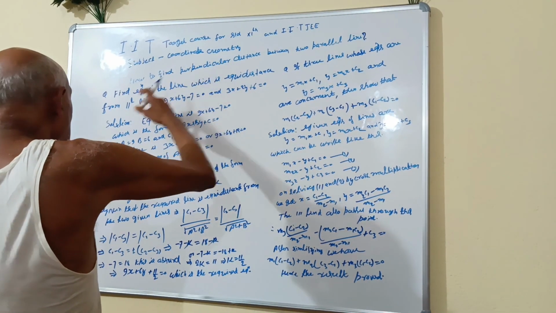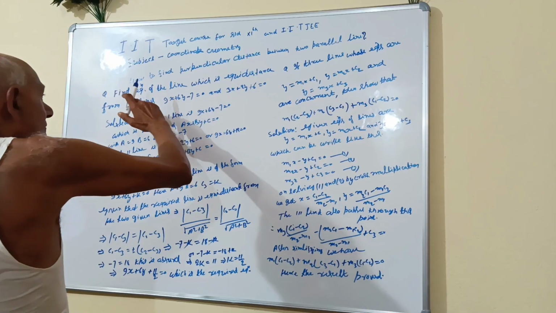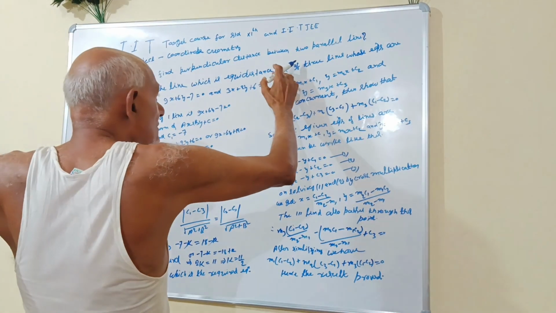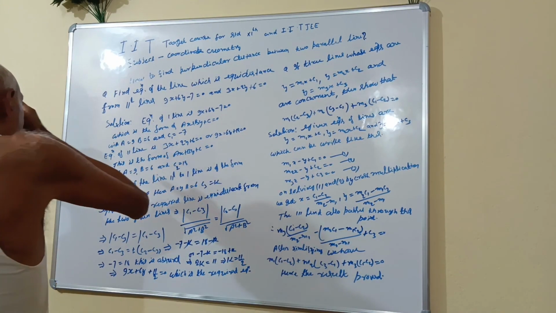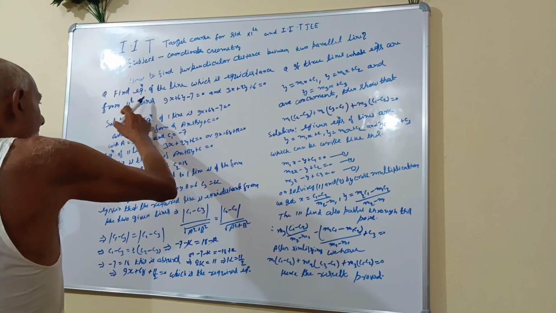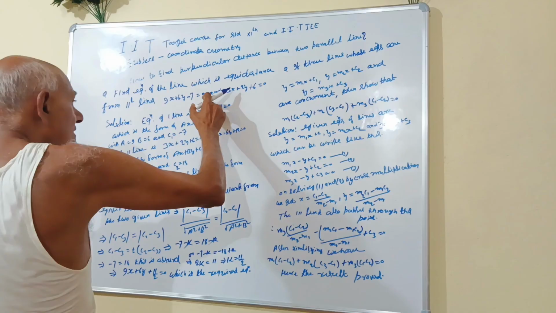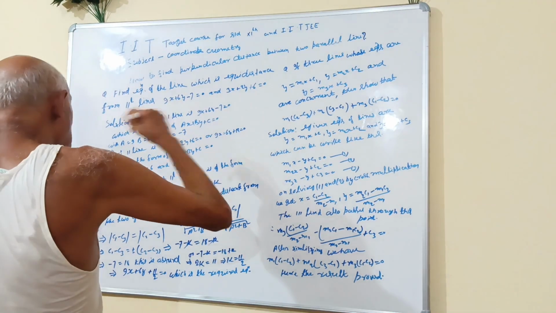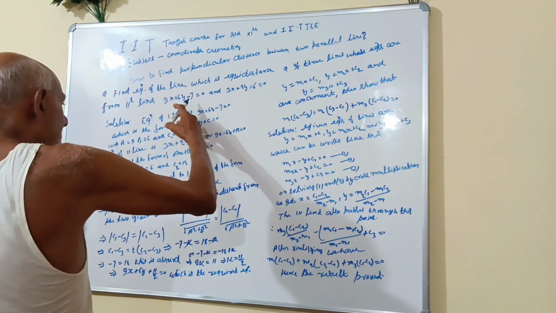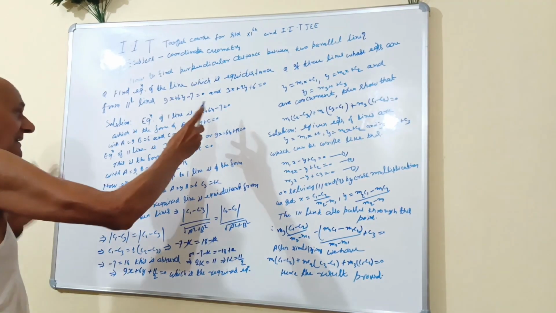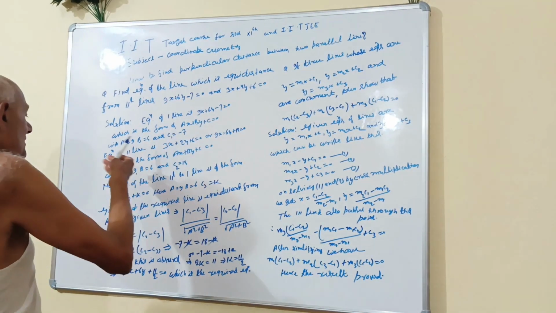Subject: coordinate geometry. How to find the perpendicular distance between two parallel lines. Question: Find the equation of the line which is equidistant from the parallel lines 9x plus 6y minus 7 equal to 0 and 3x plus 2y plus 6 equal to 0.